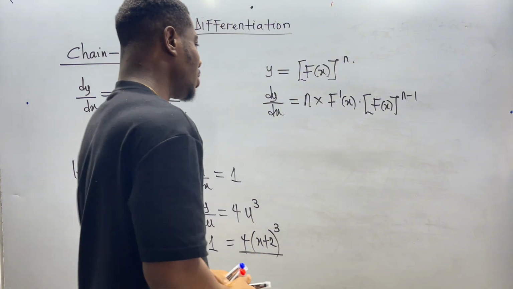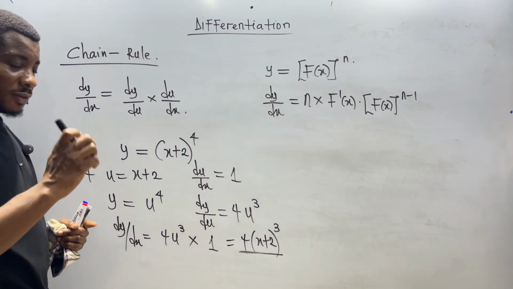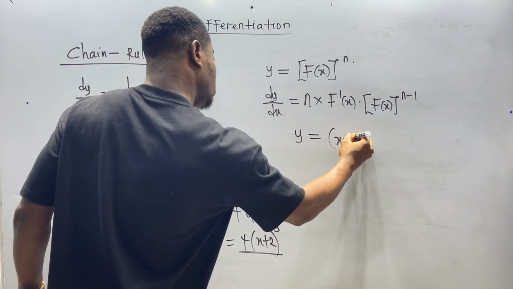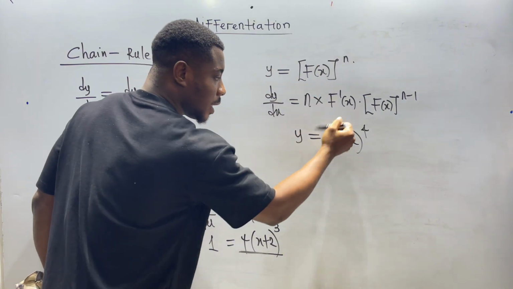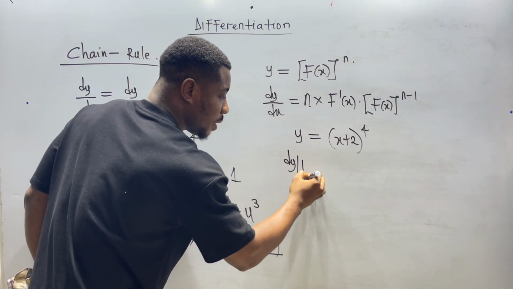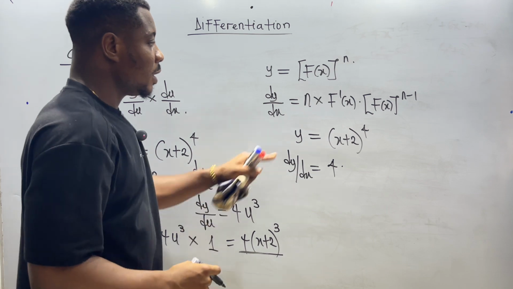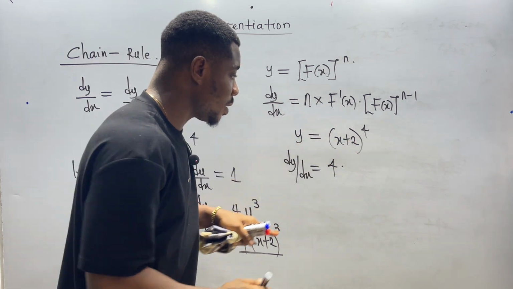So let's assume I wanted to solve this same question now using this technique. What would I have done? Watch me. The question is y is equal to (x plus 2) to the power of 4. So let's follow these steps now. Bring power down, that's 4. Find the derivative of what is inside. What's inside? x plus 2. Find the derivative, you get what now? 1.